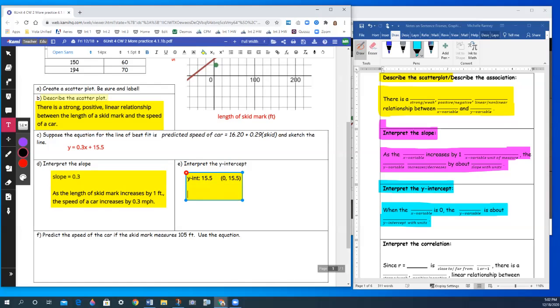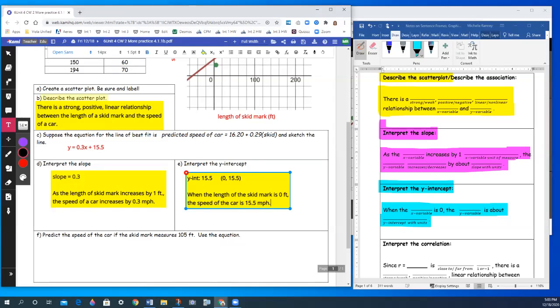So the 0 is going to be the x, which is talking about the length of the skid mark, and the y is going to be the 15.5. So when I write my sentence frame, I'm going to say when the, and my x is length of, when the length of the skid mark is 0 feet, the, and this is our y, speed of the car is 15.5 miles per hour.